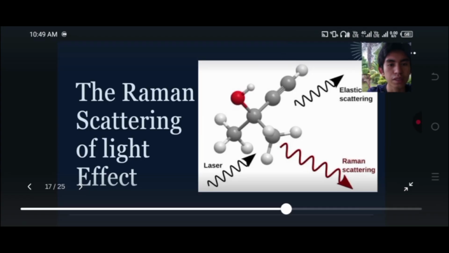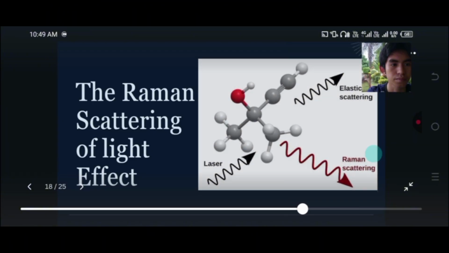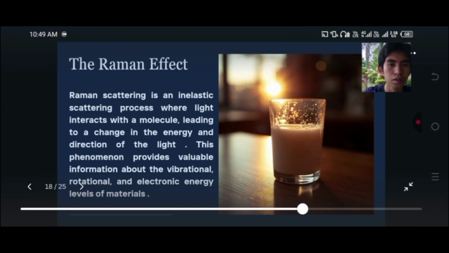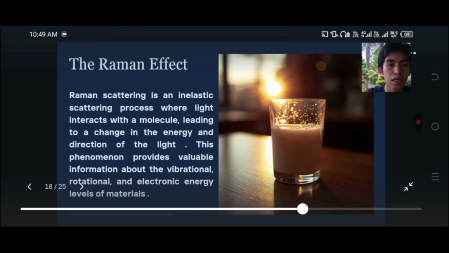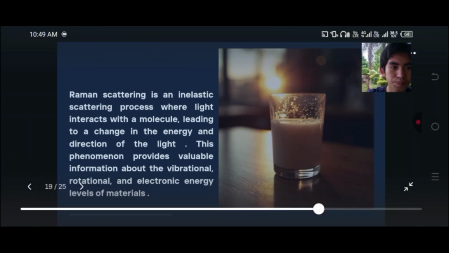So in this part of our discussion, we're going to discuss the Raman scattering of light. Raman scattering is the inelastic scattering process where light interacts with a molecule, leading to a change in the energy and direction of light. This phenomenon provides valuable information about the vibrational, rotational, and electronic energy levels of materials.